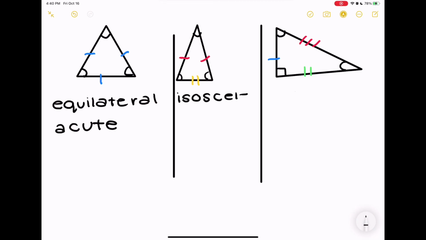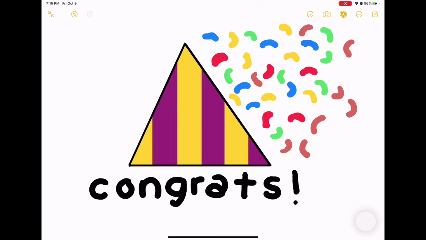Now, let's go ahead for this one. 2 of the sides are the same, but one is different, which tells us it's isosceles, and all of the angles are also acute, which tells us it's an acute triangle. Lastly, all 3 sides are different lengths for the third one, so we know it's a scalene triangle and it has one right angle, which tells us it's a right triangle.